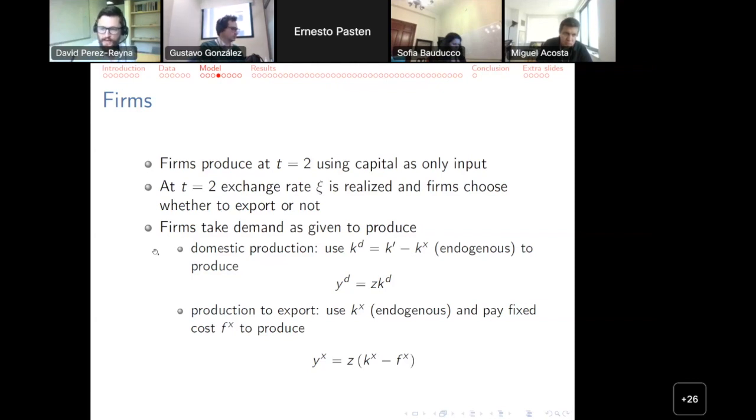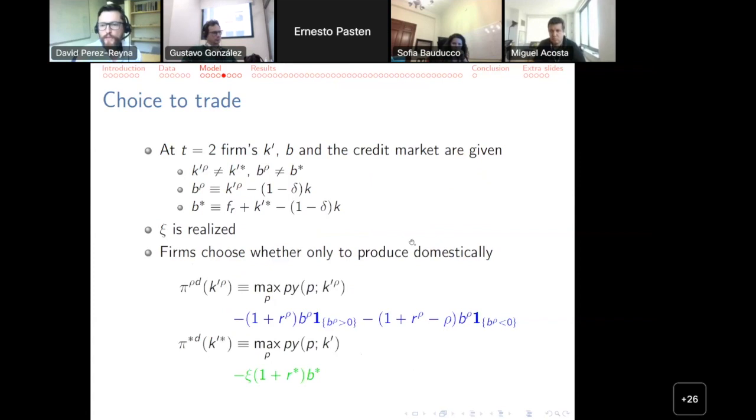In the second period, firms have already chosen which credit market they tapped, and they already chose how big they are. They already chose K prime, and they already chose if they borrowed in pesos or in dollars. So the only choice that is left is whether to export or not. They observe K prime and the exchange rate. The choice there is how to split this K prime between production for domestic consumption or exports. We're assuming that to export, they need to pay the fixed cost. So they're just going to compare which option, given the exchange rate, yields higher profits.